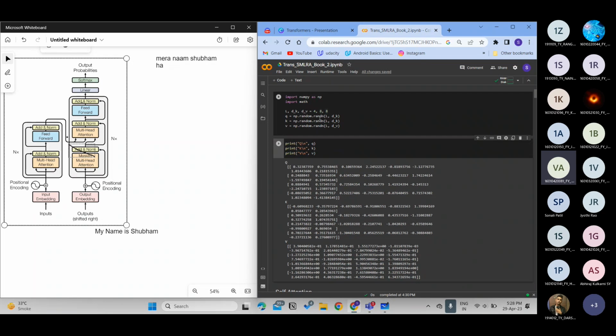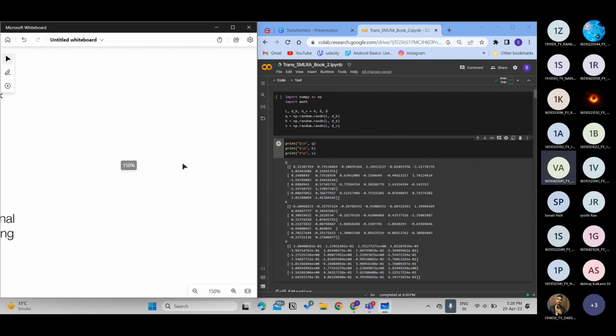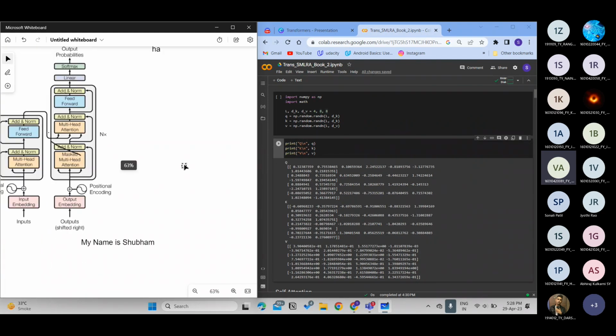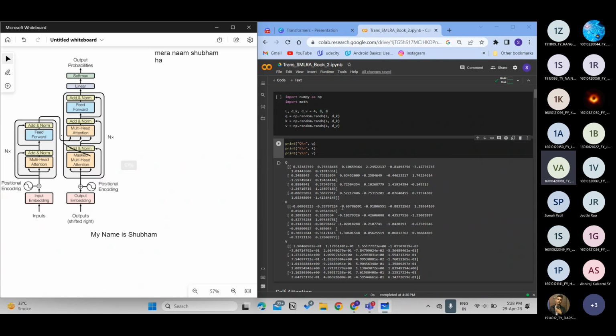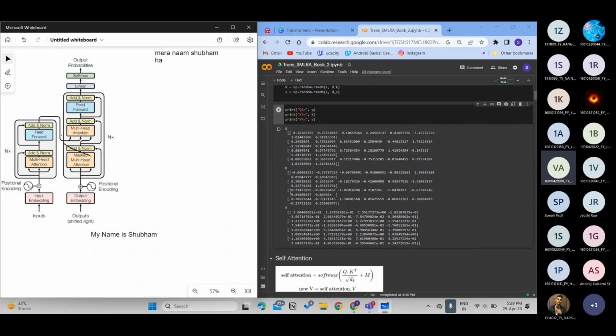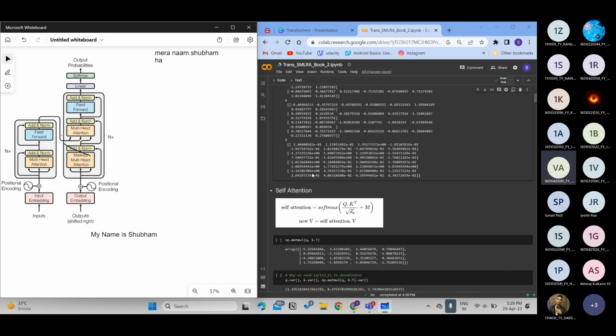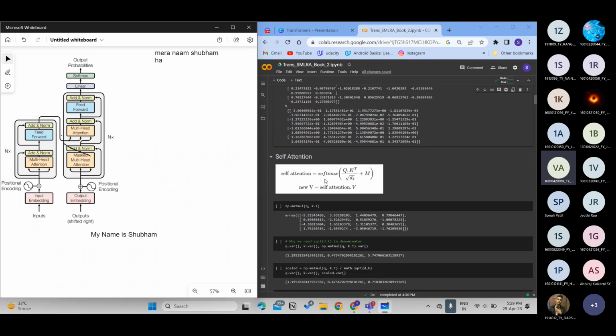Why do we give 8 and 8 only? See, the vector dimension can be very large. In the paper it is 10,000, but just for demonstration purposes, I'm giving it 8. What it means is I'm basically having just an 8-dimension word representation available with me. So I printed the Q, K, and V values. Now what I'm doing is the formula.